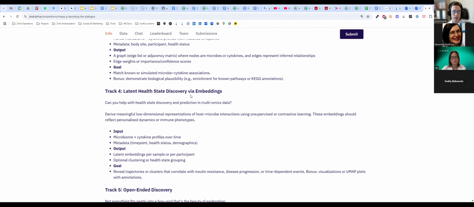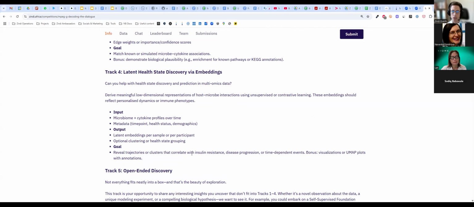Track four, latent health state discovery. This would be identifying health states in the host with multi-omic data. We're looking for you to use unsupervised or contrastive learning, and it should identify personal dynamics or immune phenotype. Again, input is microbiome and cytokine profiles over time, as well as metadata such as time point, health status, and demographics. We are looking for embeddings per sample or per participant, as well as optional clustering of health states. The goal would be to reveal correlations with insulin resistance, disease progression, or other time-dependent events. We'll be giving bonus marks for visualizations with annotation.